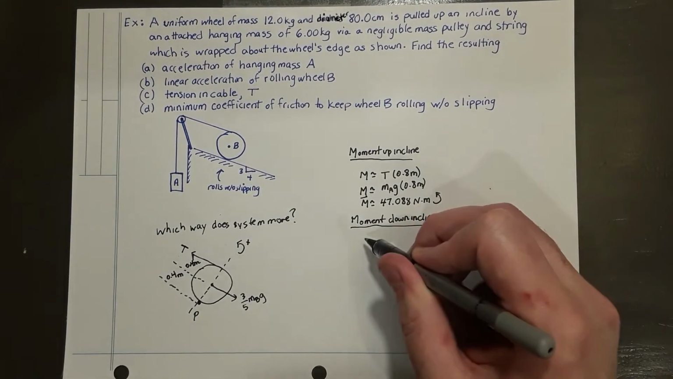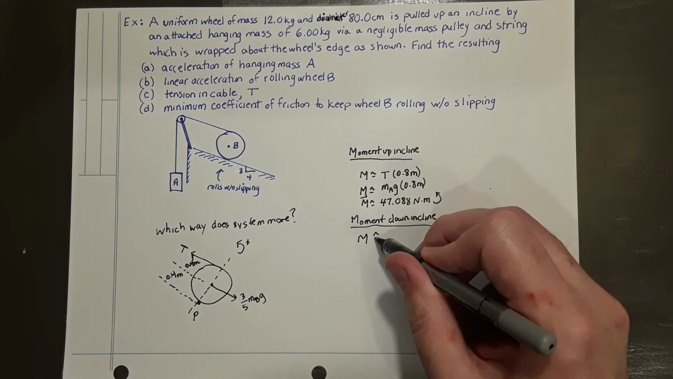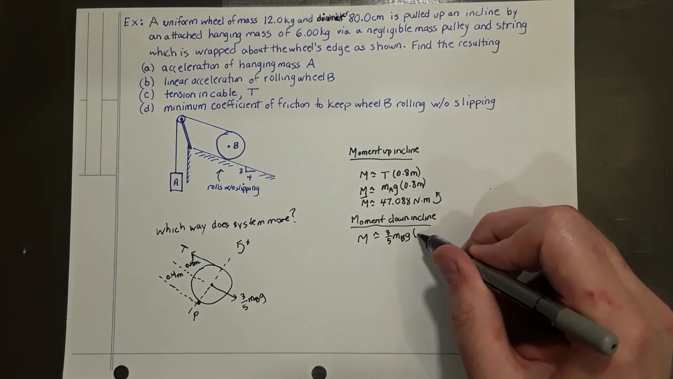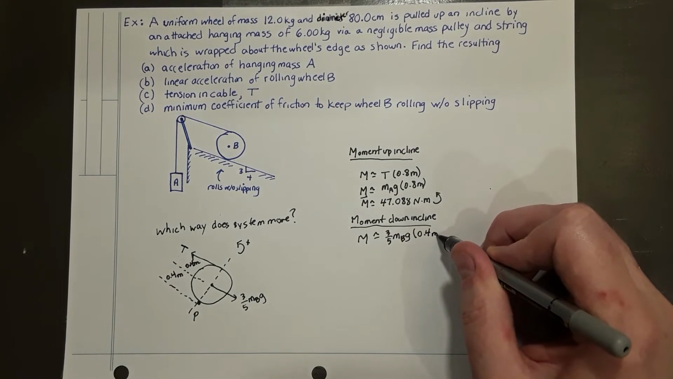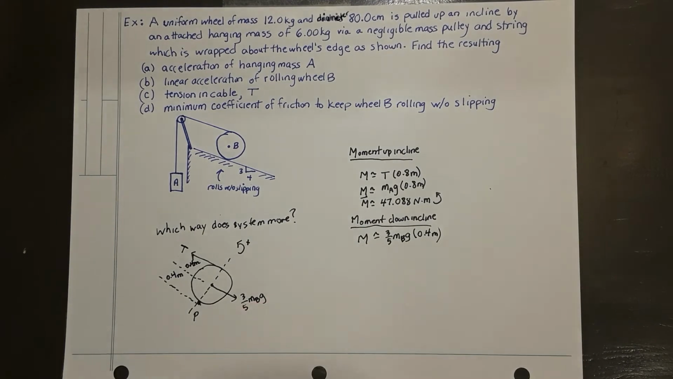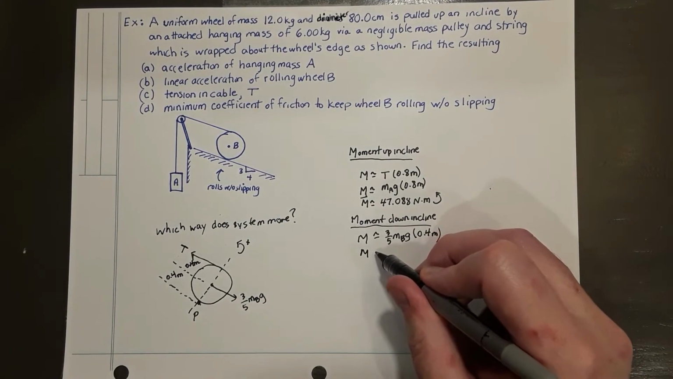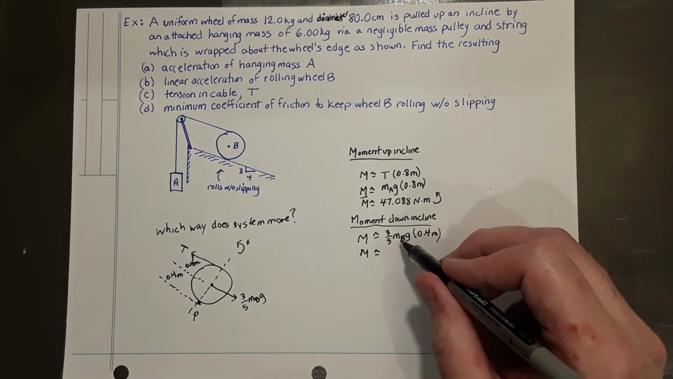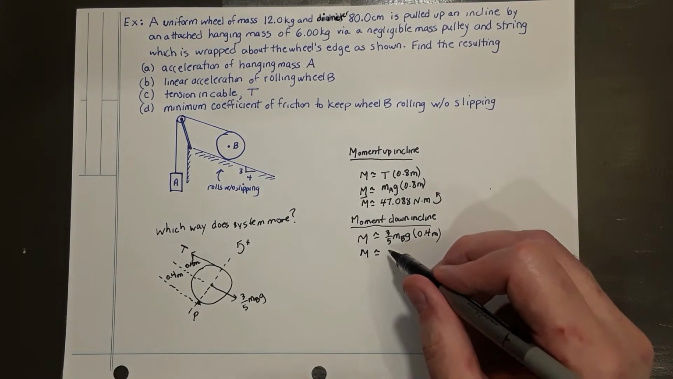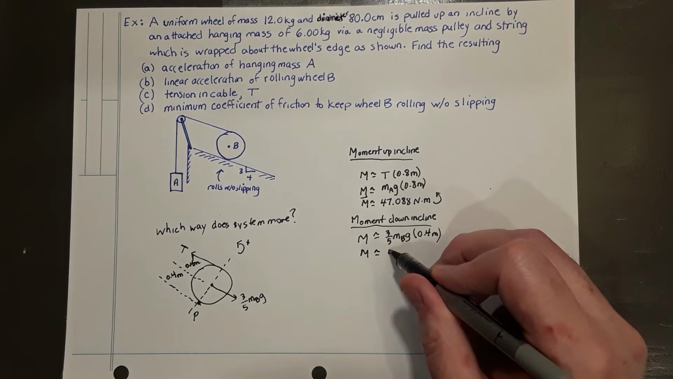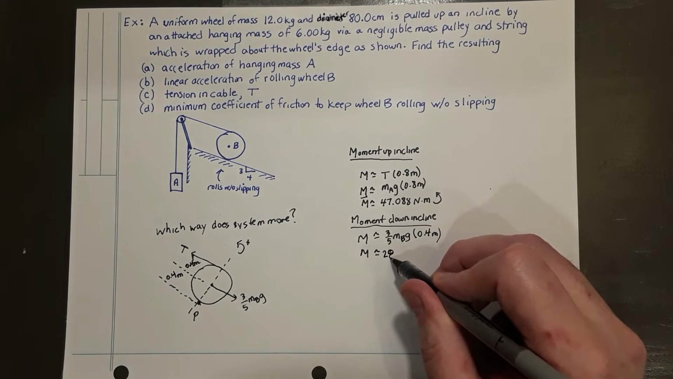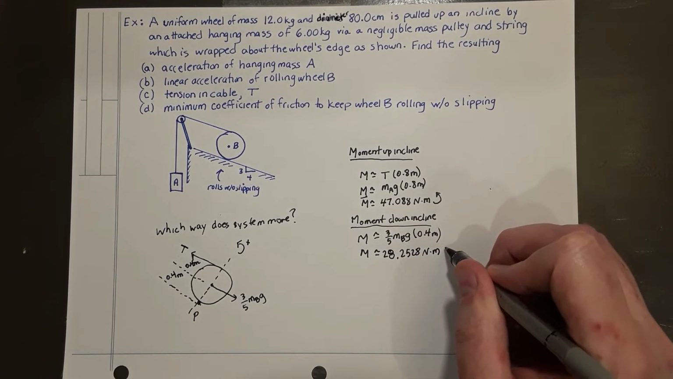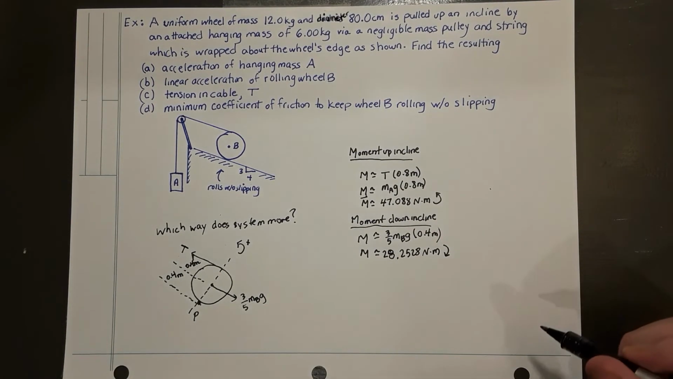If we compare this to the moment that is exerted down the incline by the weight vector acting at the centroid, the moment down the incline is approximately 3/5 m_B g times the distance that force is from the axis of rotation, point P. And so if we put those numbers in, mass B is 12 kilograms. So 3/5 of 12 kilograms times 9.81 times 0.4, that's a total of about 28.2528 Newton meters. And that would be a clockwise rotation.